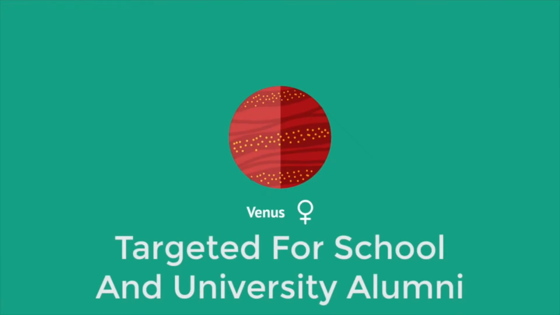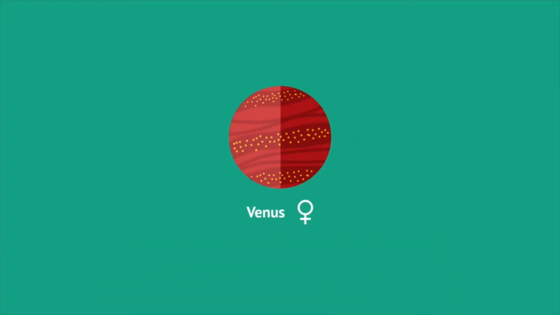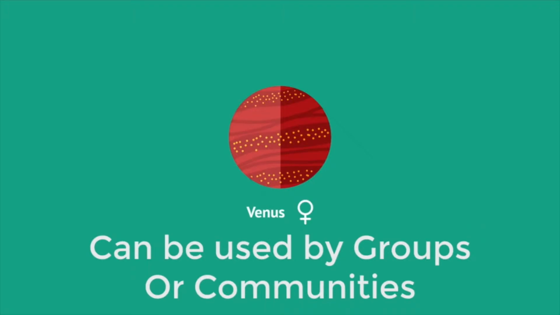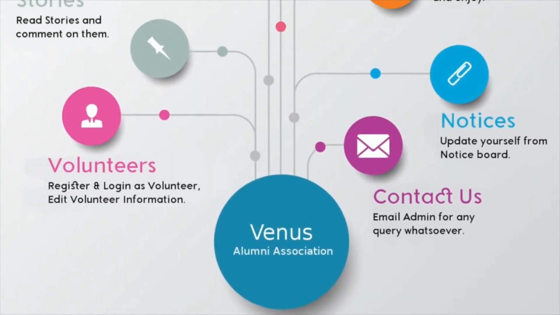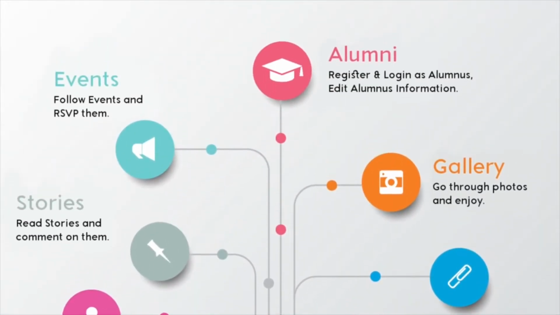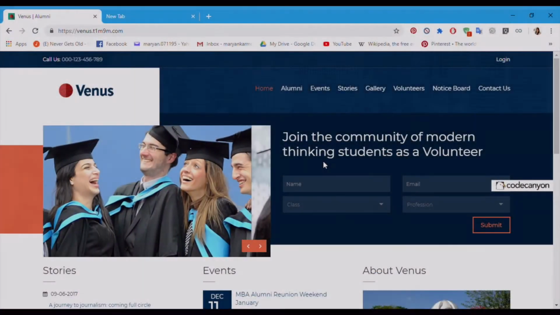Let's move to the second product of T1M9M, Venus. For alumni associations around the world that are struggling to keep the community together, Venus is the perfect solution to regroup and make an impact out in the world.